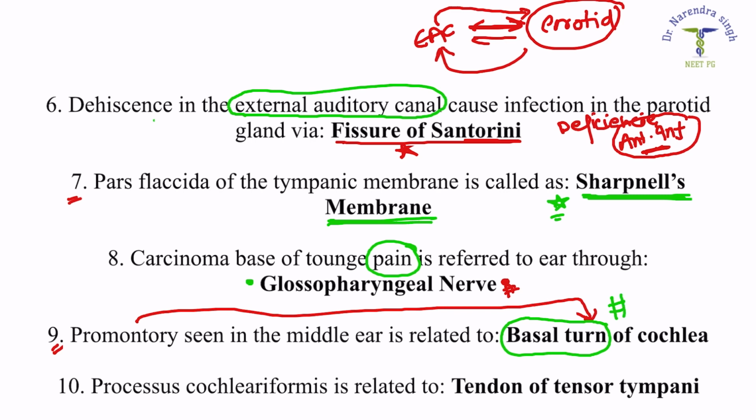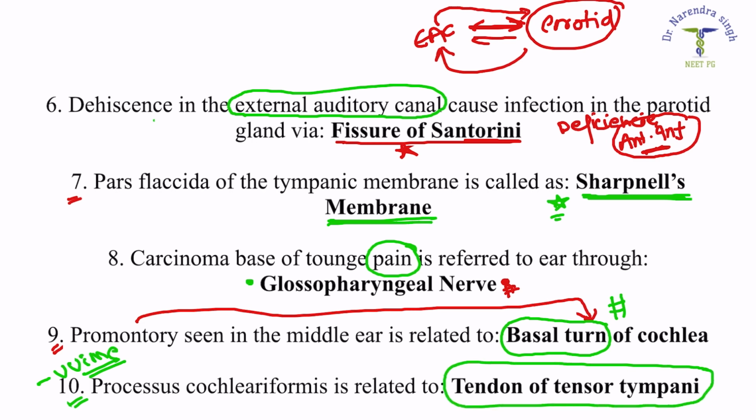Now our last question. This is a very important question, so that's why we have included it in this part 6. It says processus cochleariformis is related to which tendon? That is the tendon of tensor tympani. Now we have to discuss this processus cochleariformis. It is a hook-like structure present anterosuperiorly on the medial wall of the middle ear.